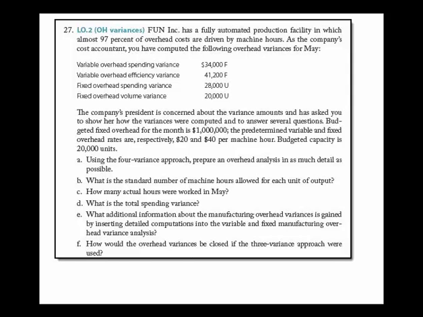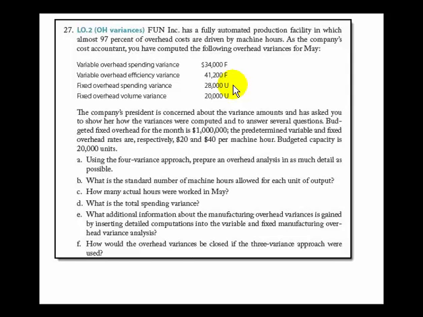All right, let's take a look at problem 27, which deals with overhead variances. Fun Inc. has a fully automated production facility in which almost 90% of overhead costs are driven by machine hours. As the company's cost accountant, you have computed the following overhead variances for May. So we've got $34,000 of favorable variable overhead spending variance. We've got $41,200 of favorable variable overhead efficiency variance.